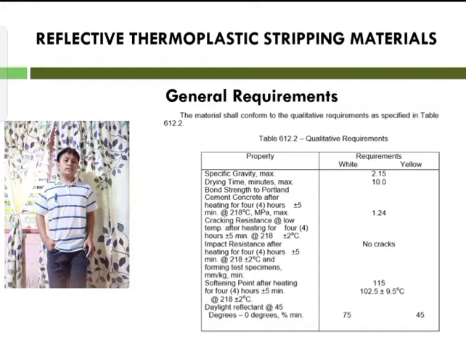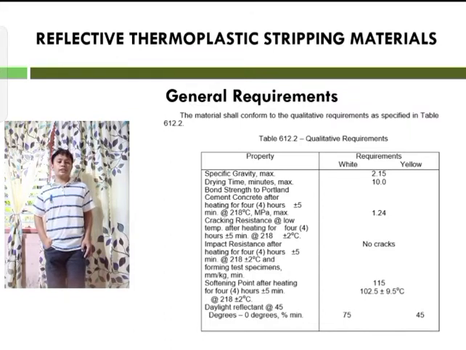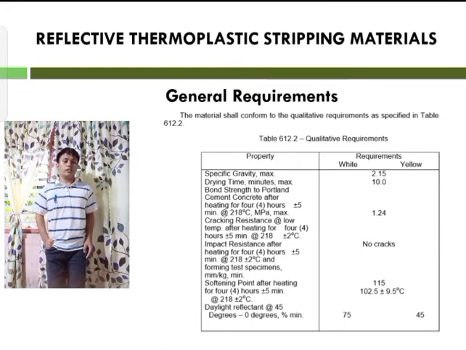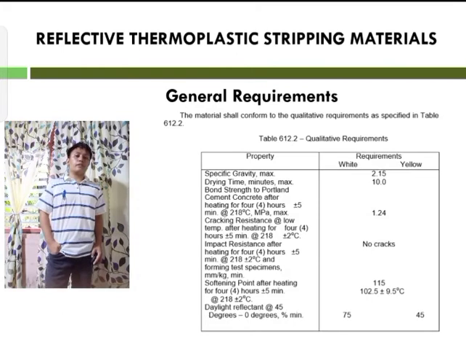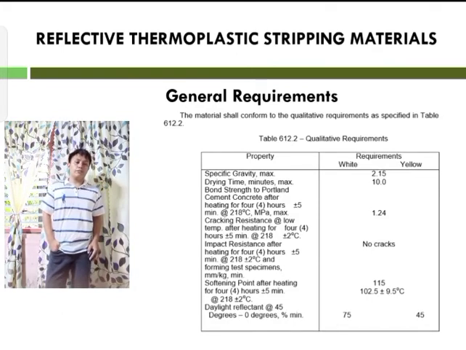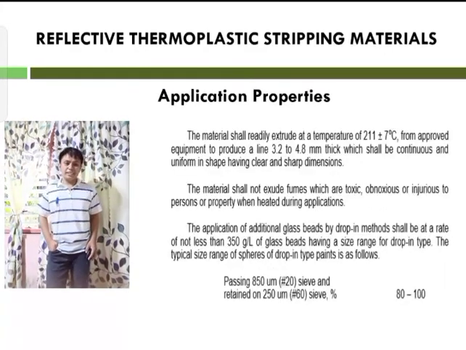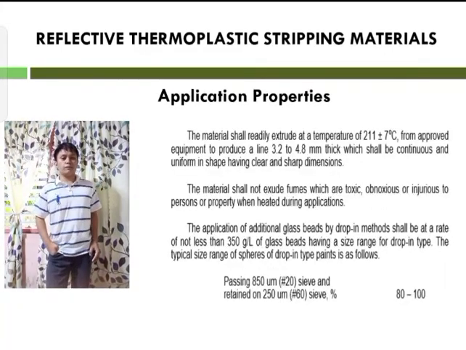What is their difference is that, as being said earlier, white and yellow colors have different functions in roads and highways. Though they have the same composition and the same qualitative requirements. So the next thing is the application properties.